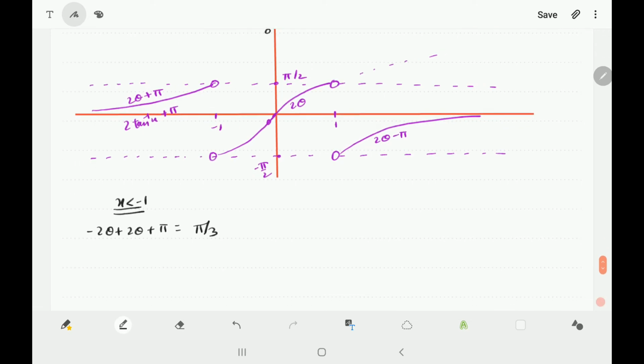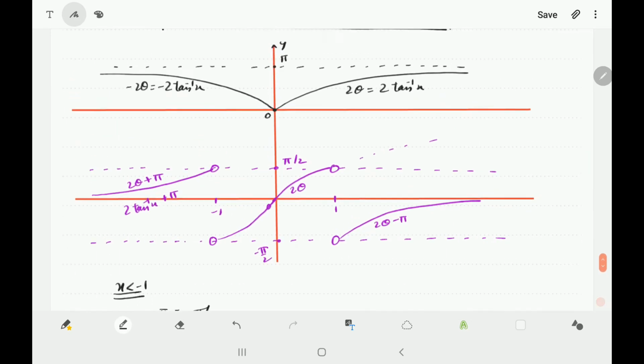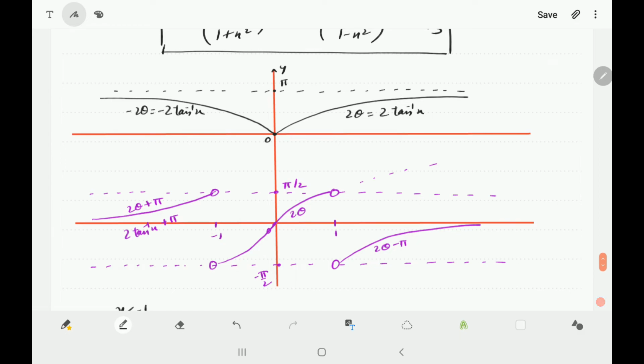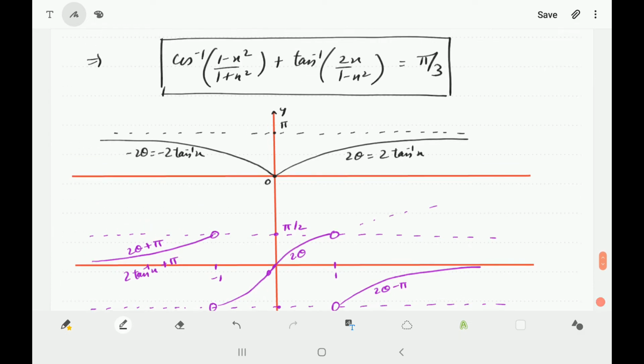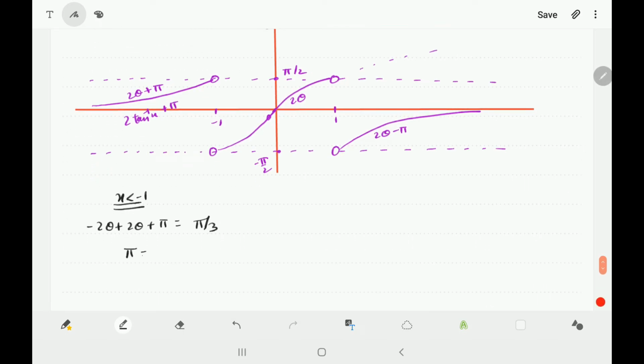Okay, so our equation for x less than minus 1 will be, because cos inverse of 1 minus x square upon 1 plus x square will open up in minus 2 theta, and tan inverse will open up in 2 theta plus pi. So their sum will become pi is equal to pi by 3, which is not possible. It means there is no answer in the interval x less than minus 1.